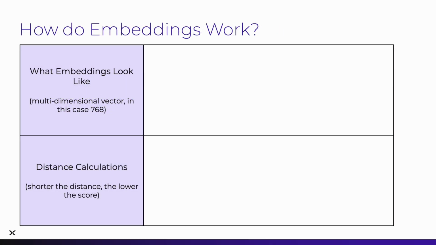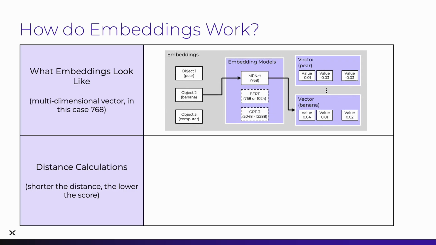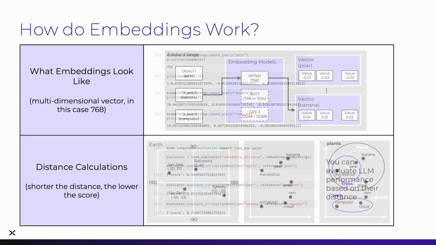So in this case, using a multi-dimensional vector with 768 dimensions, we feed our objects into the embedding model and it produces a vector based on that string. And then the application is able to do distance calculations to understand similarity. So the shorter the distance between two items, the lower the score. That means the more similar they are. So for example, it may group fruits, tech concepts, weather, those types of things together.